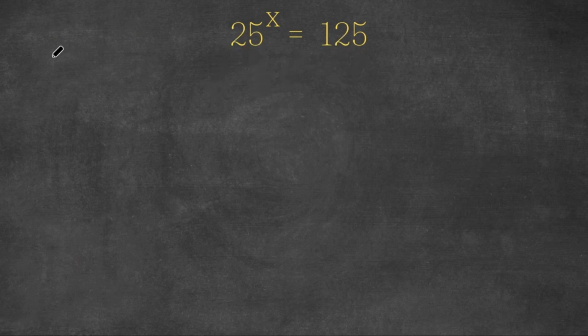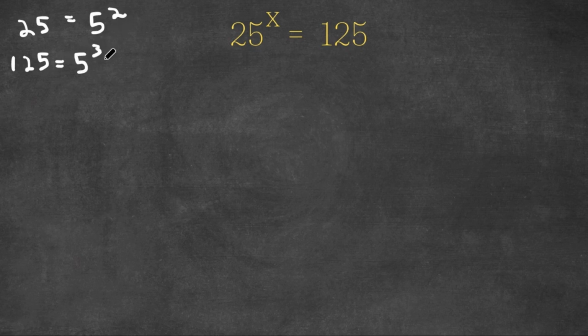5, because 25 is equal to 5 squared, and 125 is equal to 5 to the power of 3. So if we plug these values in for our numbers here, both our bases would be 5. So now we have 5 squared to the power of x is equal to 5 to the power of 3.